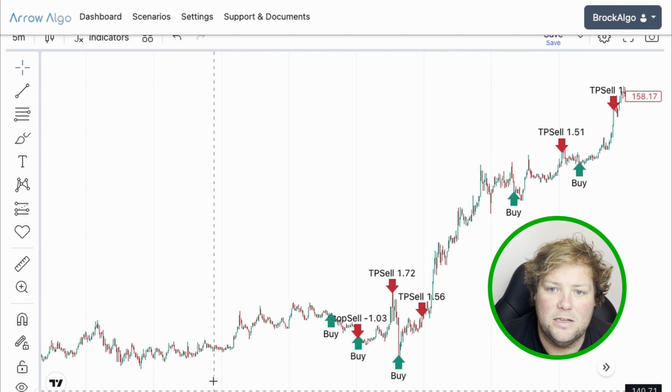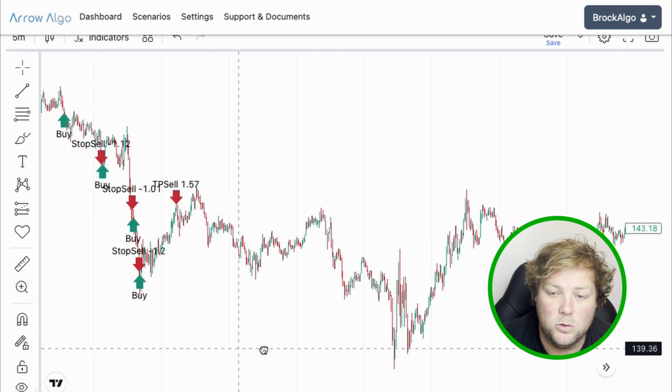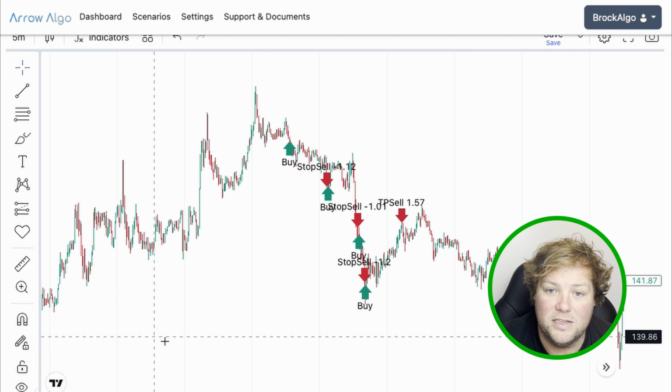So combining Bollinger Bands with volume and momentum indicators works well to filter out the false signals and give you a higher probability of profitable trades.